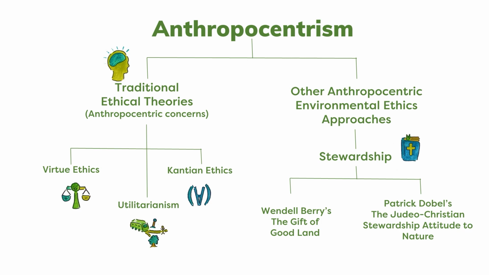Despite seeing the value of the environment in anthropocentrism as reduced merely to means for human ends, other anthropocentric approaches try to reevaluate the environment to seemingly elevate its value, such as in the concept of stewardship. Some scholars, like Wendell Berry in his article The Gift of Good Land, and Patrick Dobel in his article The Judeo-Christian Stewardship Attitude to Nature, recognize respect for God's creations. Thus, despite coming from a purely anthropocentric perspective, they could address ethical matters concerning misuse and abuse of the environment.